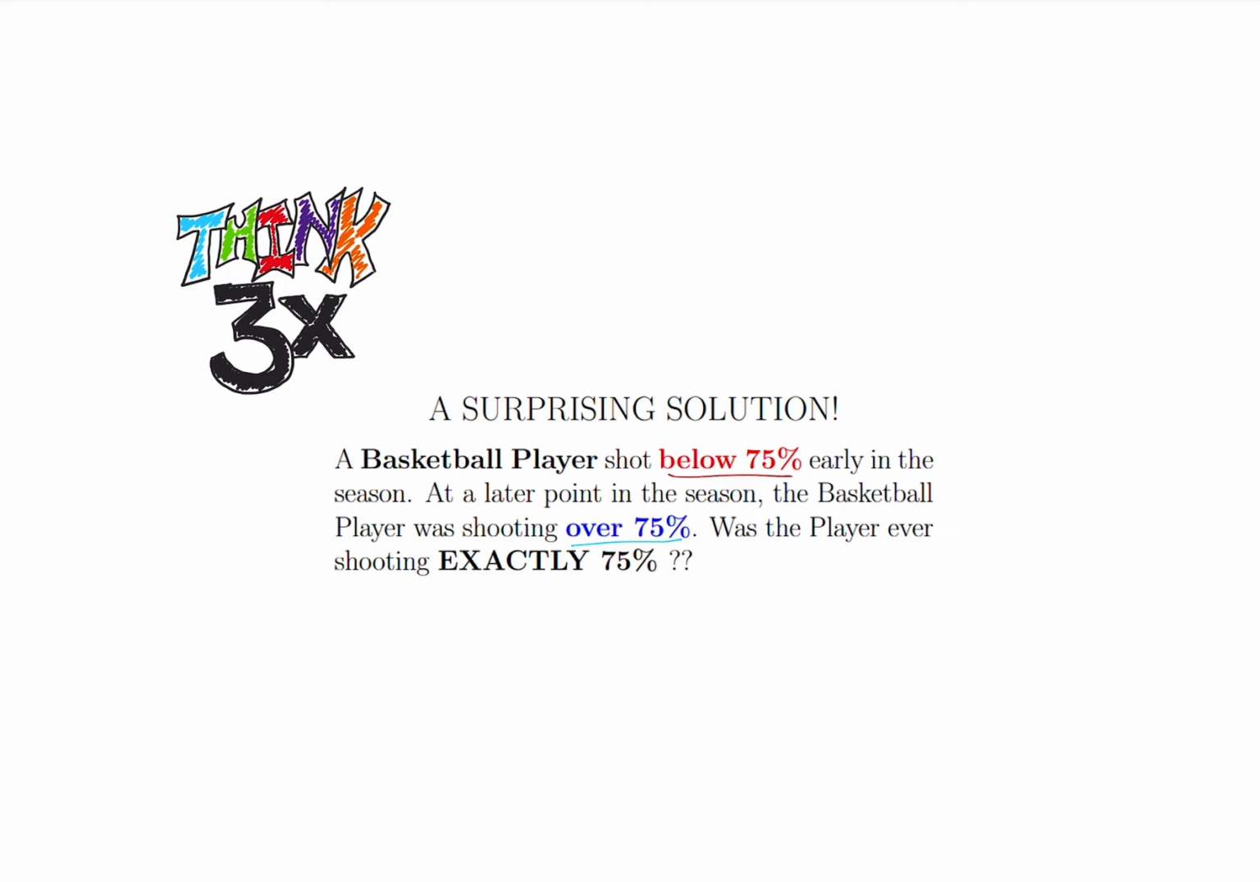Let's say at some point in the season, I shot one half of my shots. So maybe I just shot two shots and I made one. In order to get above 3/4, we have to add one, so we're at 2/3. That's still less. And now if I add one again, I hit 3/4. So what do you know? In order to get over 75%, I had to hit 3/4.